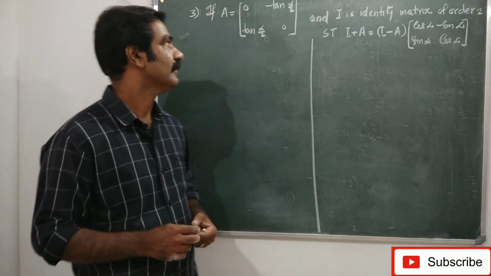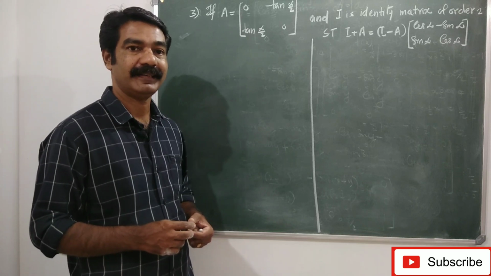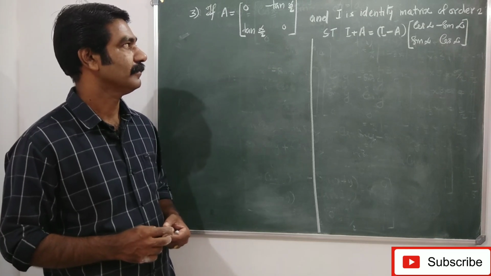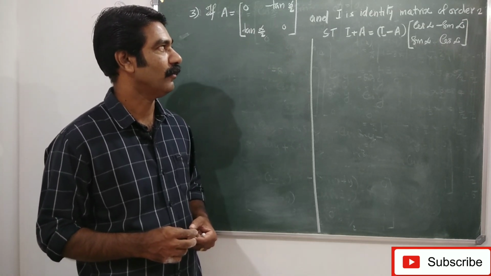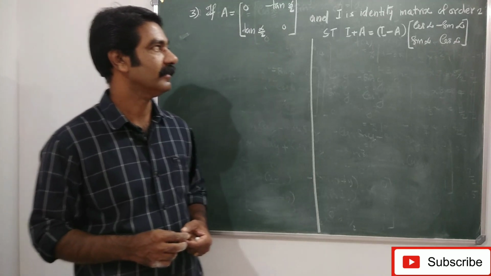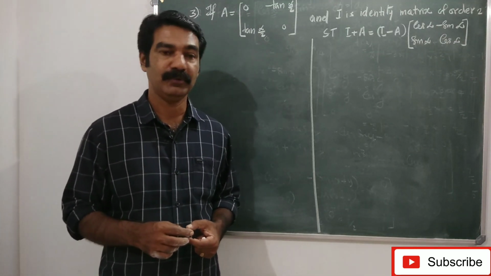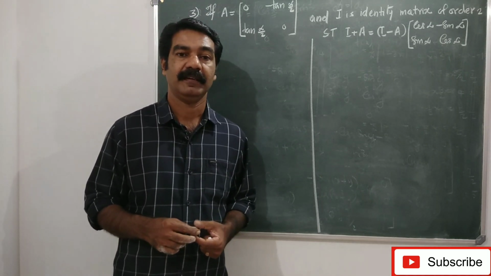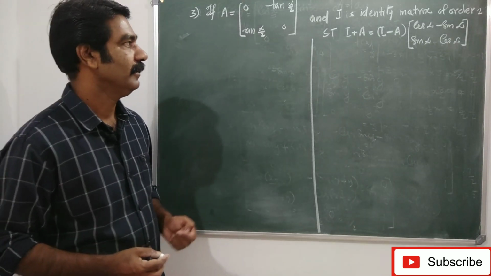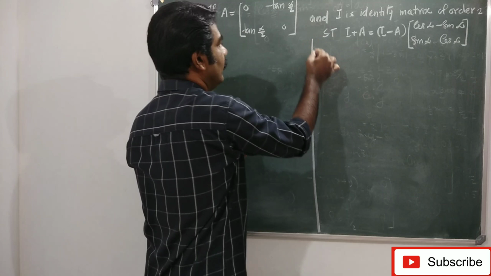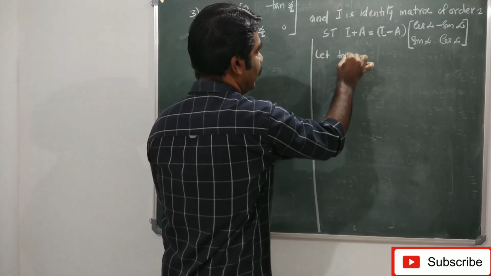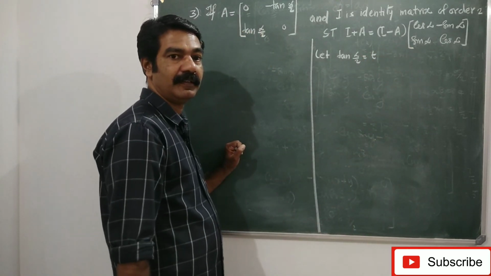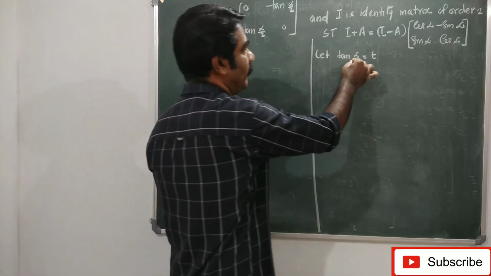The third question. See, if A is equal to the matrix 0, minus tan alpha by 2; tan alpha by 2, 0, and I is an identity matrix of order 2, then show that I plus A is equal to I minus A into the matrix cos alpha, minus sin alpha; sin alpha, cos alpha. Okay. In this problem, we make a substitution. Let tan alpha by 2 be equal to a variable t, to avoid confusion.